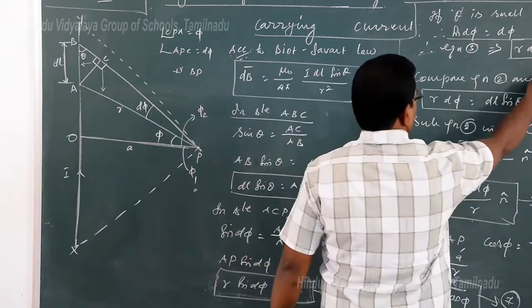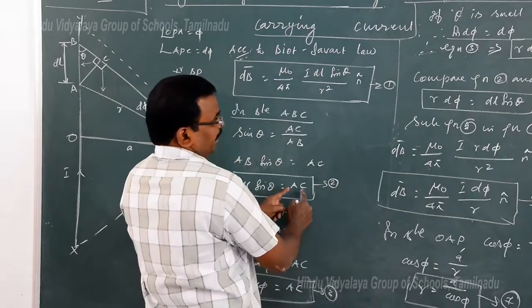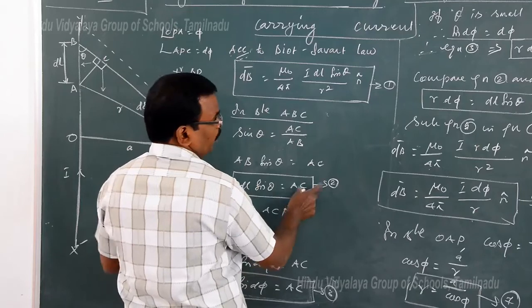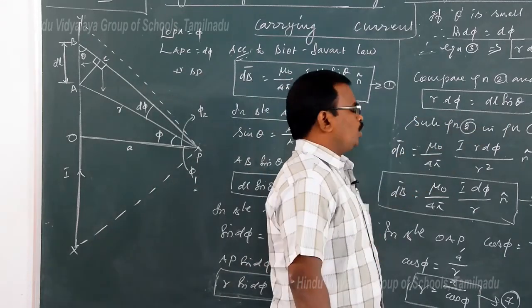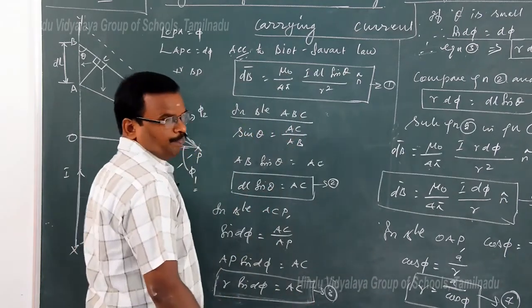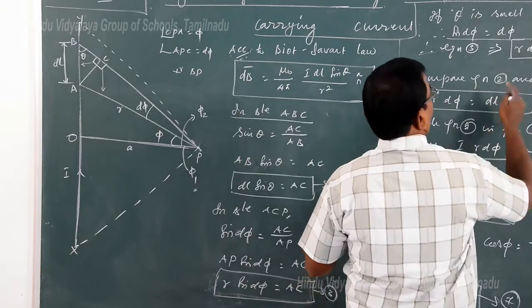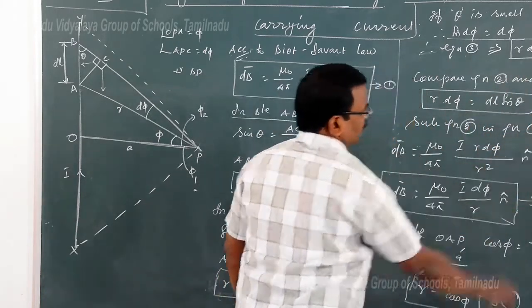Now equation 4 and equation 2, both of them you have to compare, because on the right hand side of both equations AC is there. So the left hand sides are equal: r into dφ is equal to dl into sin theta. So r into dφ is equal to dl into sin theta we get when comparing equations 2 and 4. We keep it as equation number 5.